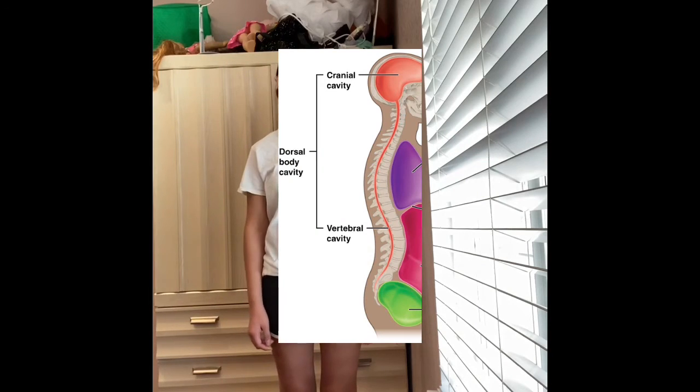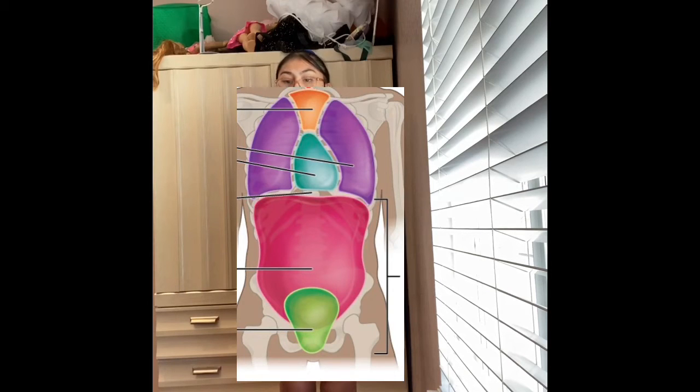I will be talking about the two main body cavities that we have. There is the dorsal body cavity and the ventral body cavity. The dorsal body cavity is mainly from the back of your head to your tail, and it contains the cranial cavity and the vertebral cavity. The cranial cavity has your brain, and the vertebral cavity has your spinal cord, while the ventral body cavity is mainly towards the front of your body.